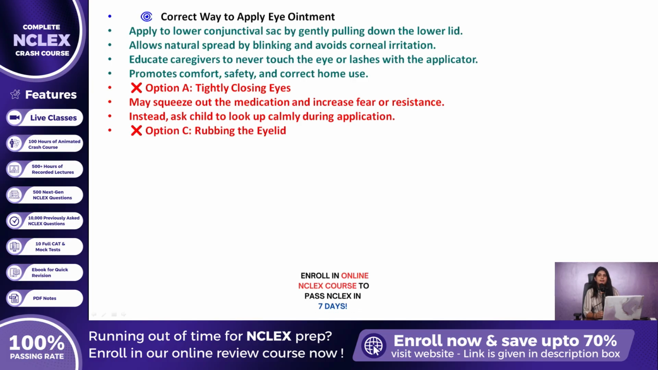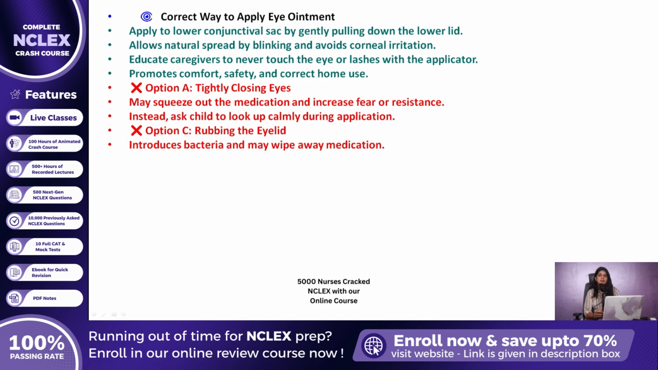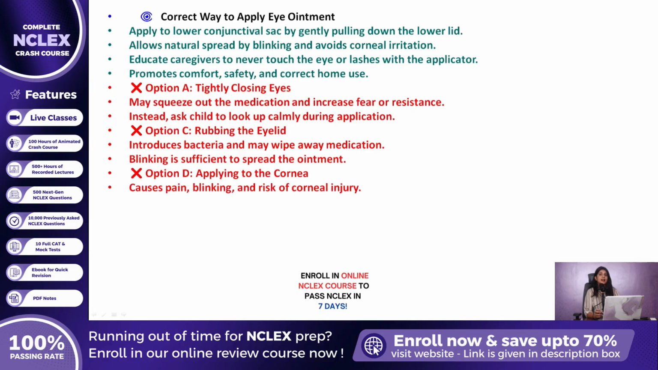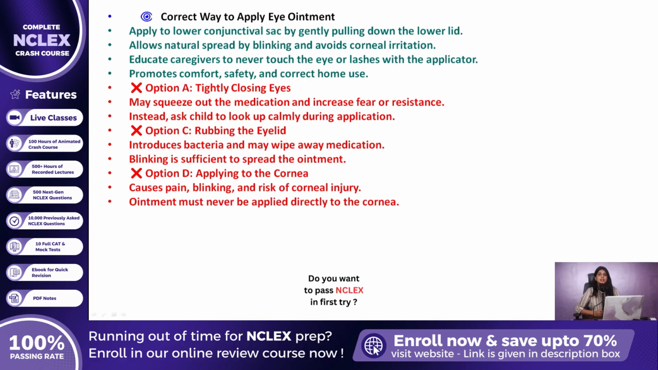Encouraging the child to look upward instead is much more effective. Turning to option C, rubbing the eyelid to spread the medication is not recommended. This can introduce new bacteria from the hands or skin, increase the risk of reinfection, and potentially remove or displace the medication. Blinking alone is typically enough to spread the ointment evenly. Lastly, option D, applying ointment directly across the cornea, should be strictly avoided. This can trigger intense discomfort, cause the child to blink or pull away, and even risk mechanical injury to the cornea. For NCLEX success and clinical safety, always remember that medication should go into the lower conjunctival sac, not on the cornea or eyelid, and that teaching caregivers correct technique is just as important as the treatment itself.